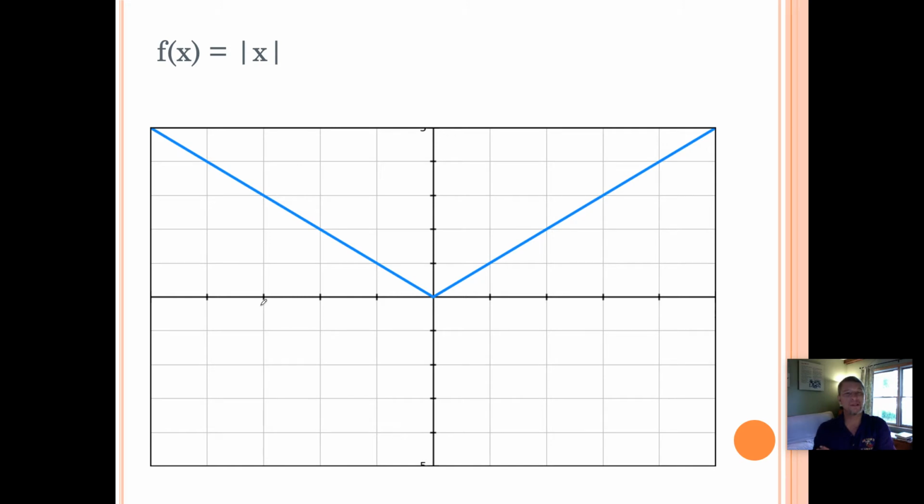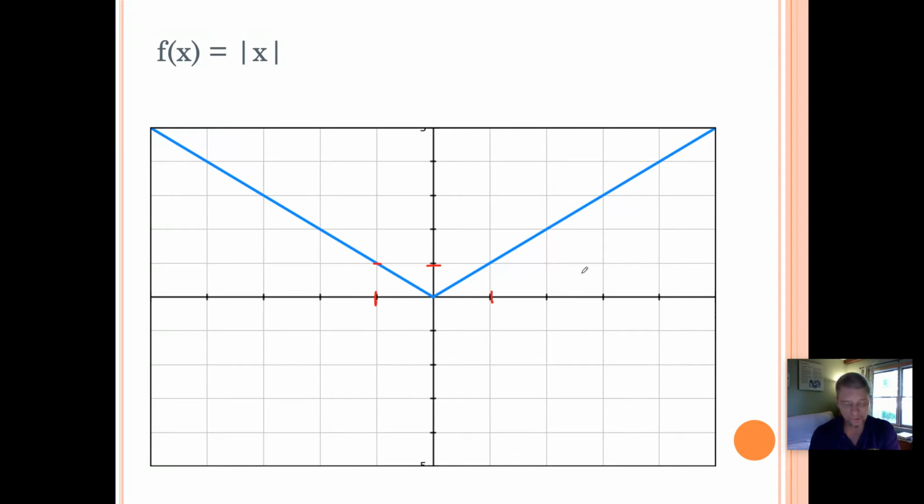Now, this represents the function f of x equals the absolute value of x. You can see on the graph that if x equals 1, y equals 1, and if x equals -1, y equals 1, and so on. We just continue on. The absolute value of 3 is 3. The absolute value of -3 is 3. Hopefully you are familiar with this as one of the 12 basic functions that you've seen.